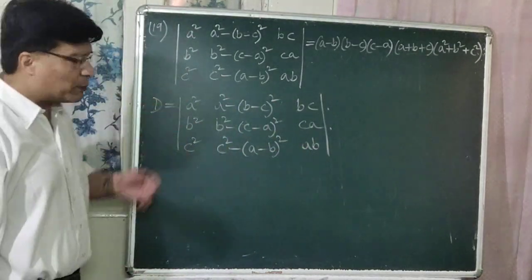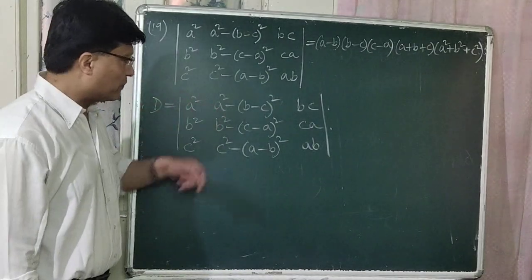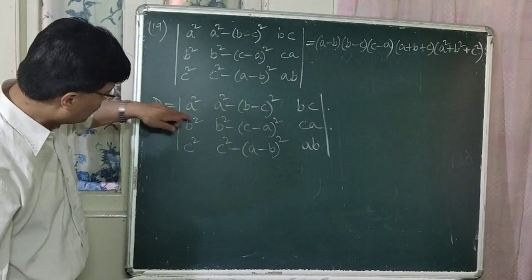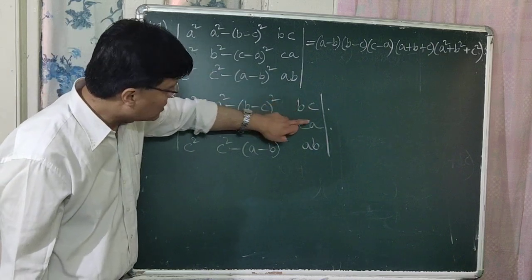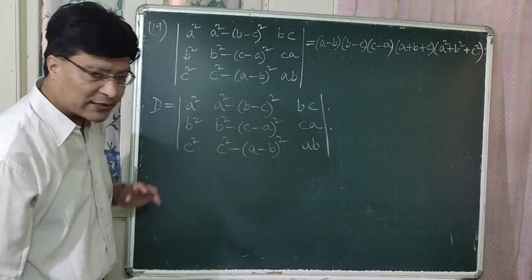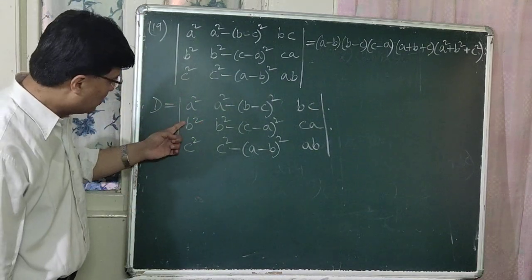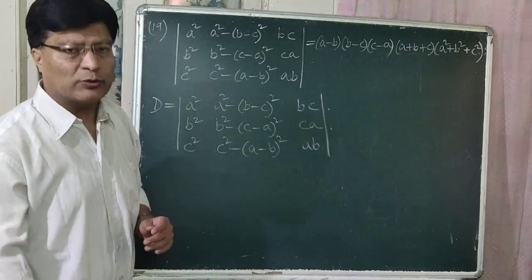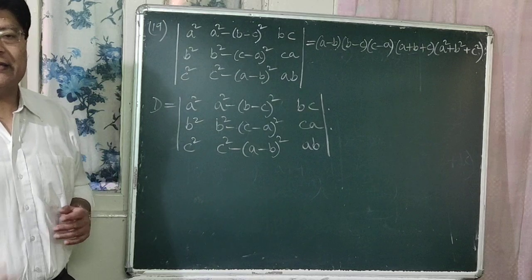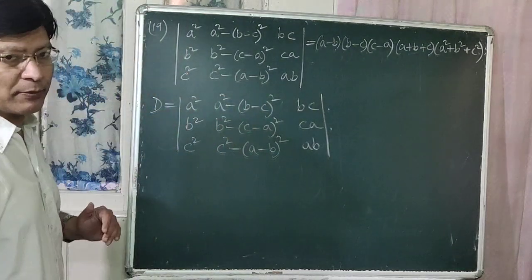Which property is used now to make it easier? Let us use r1 minus r2 because it is a square minus b square, and here bc minus ca. Then r2 dash is equal to r2 minus r3, so that you can simplify it and get common factors out. Is that clear to all of you? So let's do this problem now.